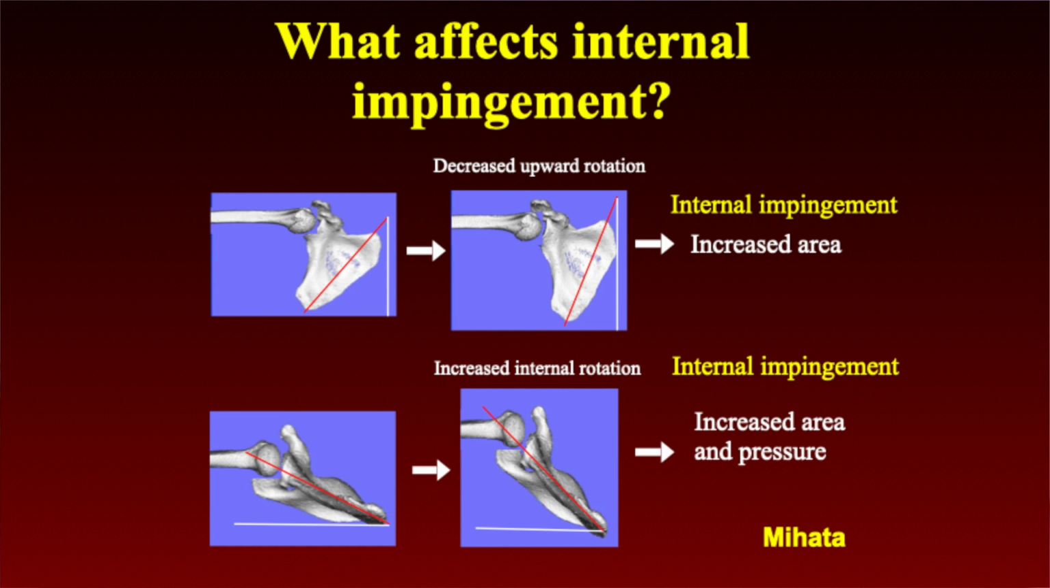Similarly, Dr. Mihata showed that decreased upward rotation increased the area of internal impingement on the labrum and rotator cuff. Increased internal rotation of the scapula increases not only the area but also the pressure, as we mentioned before. So this alteration of position and motion creates problems with increased area and pressure.